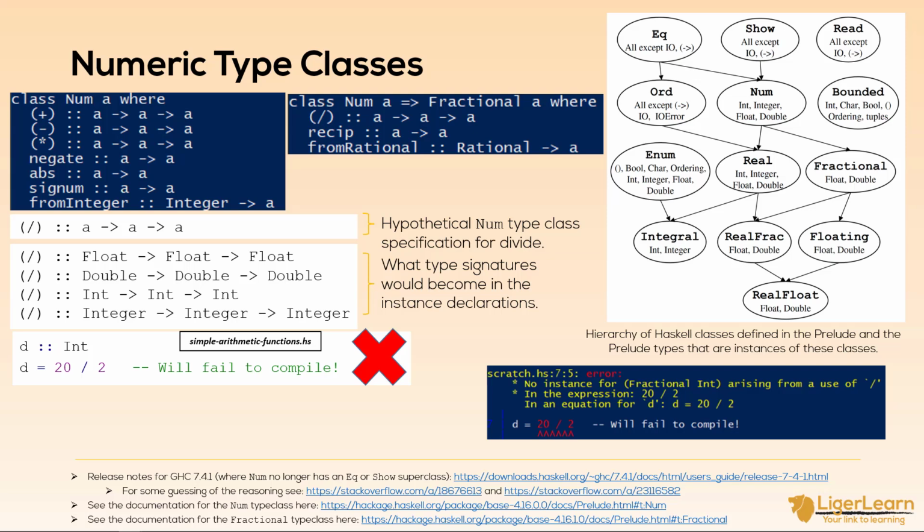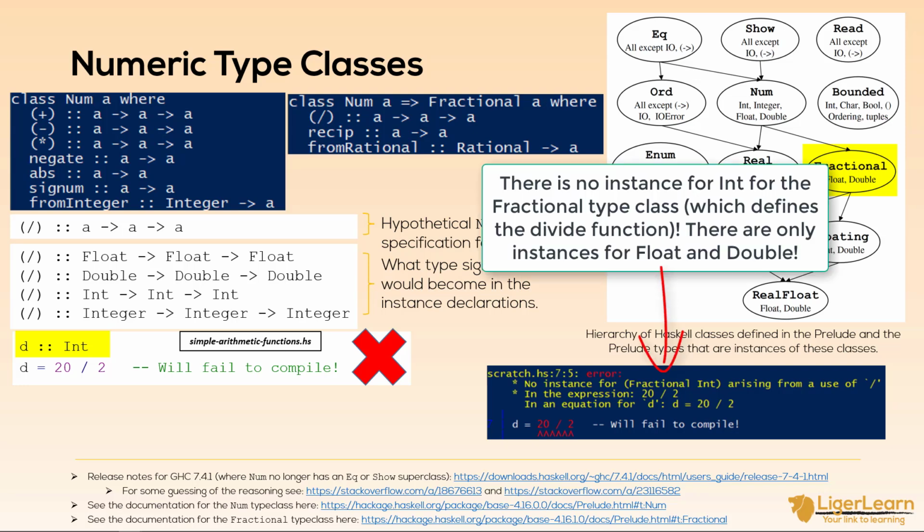Divide is defined on the Fractional type class, for which only float and double define instances. So when we provide an int, like what we are doing here, we get the error message saying that there is no instance defined for the Fractional type class for Int. So we've come a long way since the beginning of our Haskell journey to be able to understand what was previously a very cryptic error message.